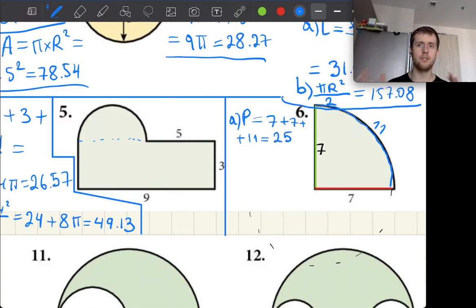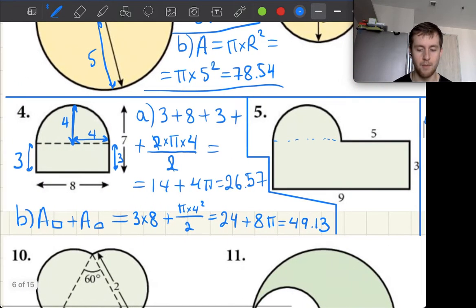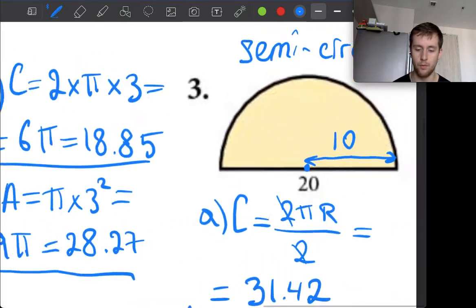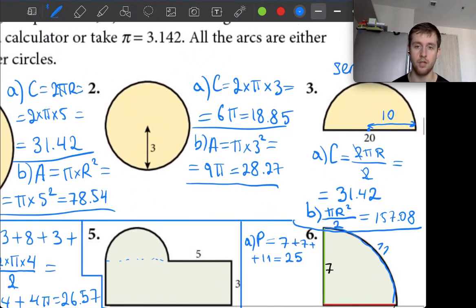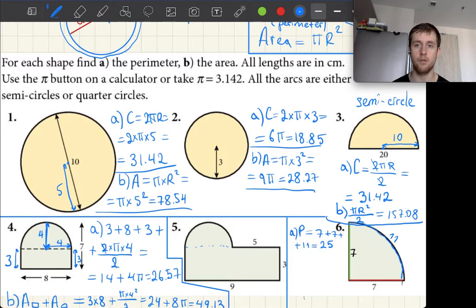And this is a really common question where you have to find the perimeter of a quarter circle and also a semicircle like here. So get used to these, like question number 3 and question number 6. You will see questions like this very, very often.